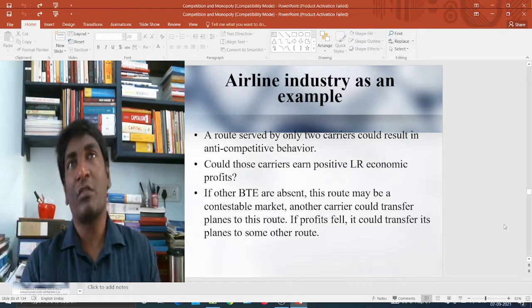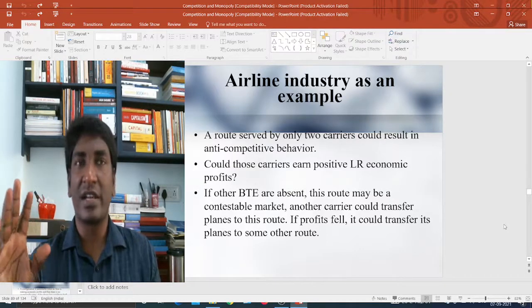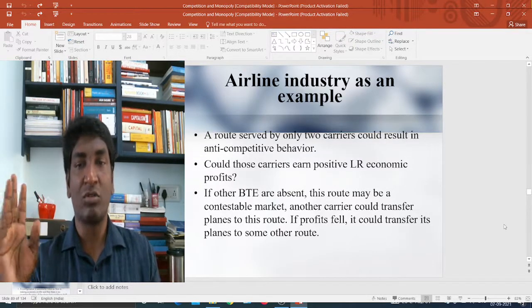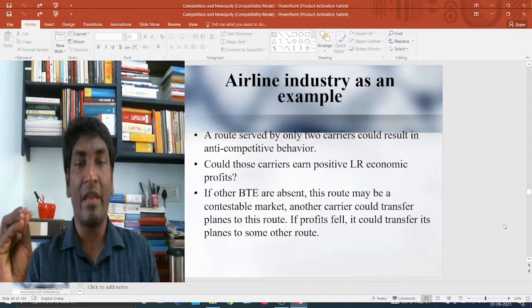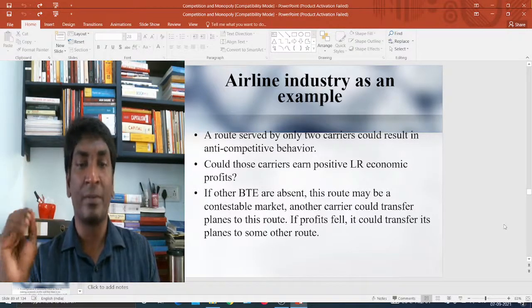Of course, many people try to figure it out in the following way. There are instances like the airline industry, as an example. A route served by only two carriers could result in anti-competitive behavior. Could those carriers earn positive long-run economic profit? Okay, long-run economic profit.